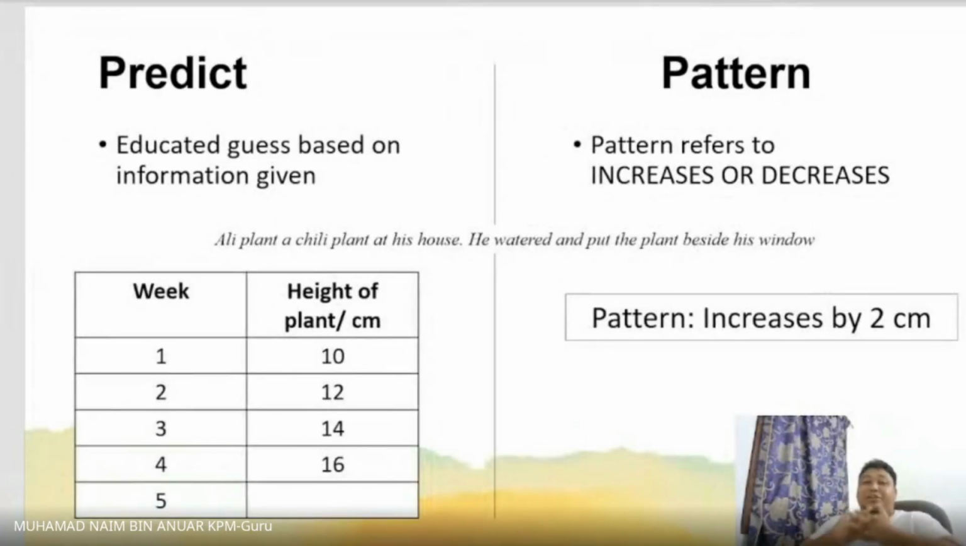Now let's continue. Next, predict and pattern. Two different things. Predict is an educated guess based on information given. Let's say predict where Joanna is going to go after recess. Teacher, I cannot predict. She's unpredictable. Not really. If you observe her, you look at her every day, you know she always goes to the bookshop after recess.